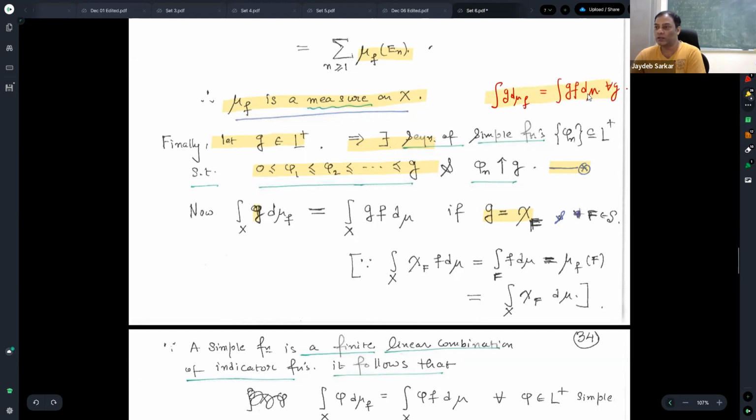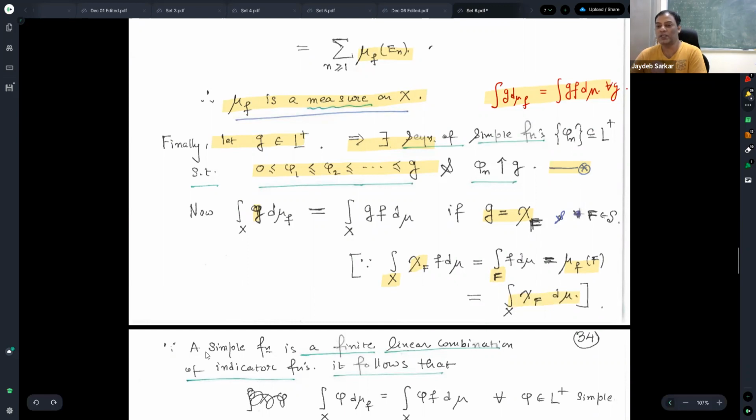Why? Let's go from the right side. Let's consider g to be χ_F, and let's compute the right hand side. So the integration over X of χ_F f dμ, the right hand side. By definition, since this is χ_F, this over X is going to be the integration of f dμ over F. And by definition, this is nothing but μ_f on the subset F. And μ_f(F) is nothing but the integration of χ_F dμ_f. Clear? So what you are saying is that this equals this if your g is an indicator function.